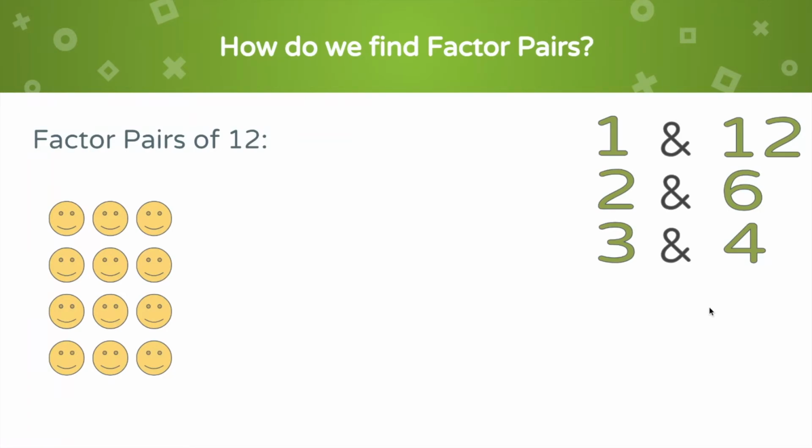So we must be all done, because we know if we move to 4, we're going to just get back to these numbers again. We're going to do 6 and 2, and it's the same numbers. So what did we discover? 12 has 3 pairs of factors. There's a total of 6 factors, 1, 2, 3, 4, 5, 6 factors, but 3 factor pairs.